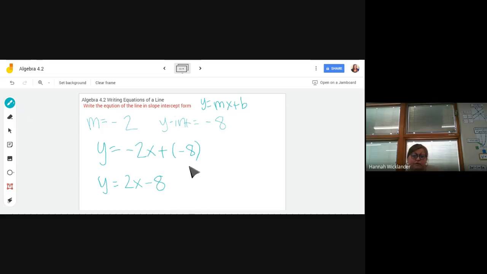If it makes it easier for you, you can also go y equals blank x plus blank, and then just fill it in. So your slope is negative 2, and your y is negative 8. Whatever is easier for you. I like to just kind of do it as I go. So y equals negative 2x plus negative 8. So any of these is correct.